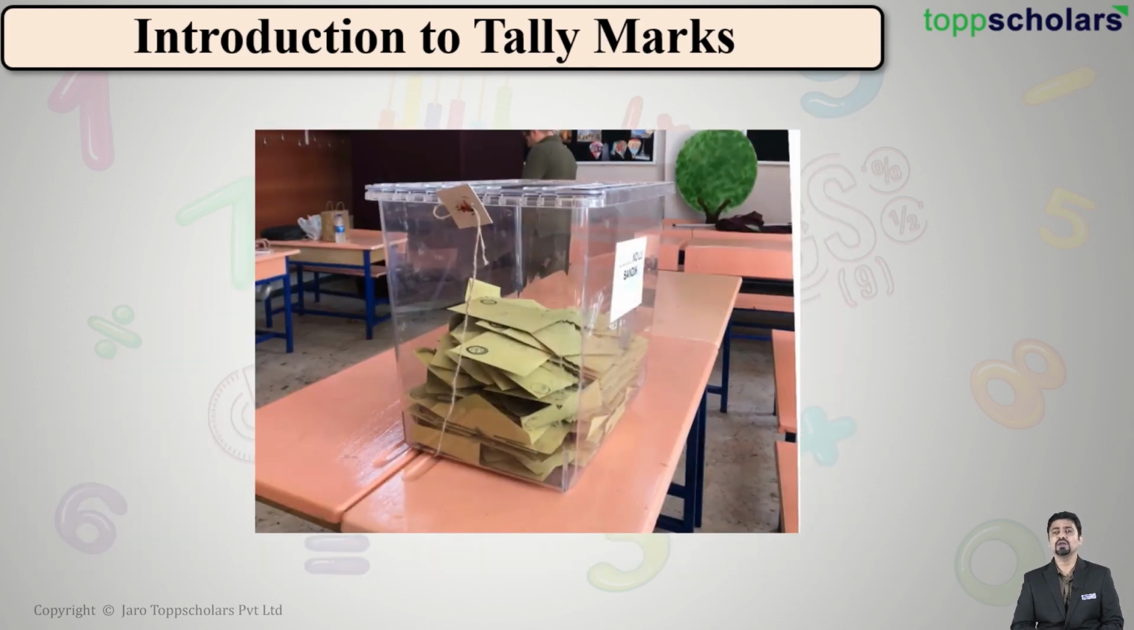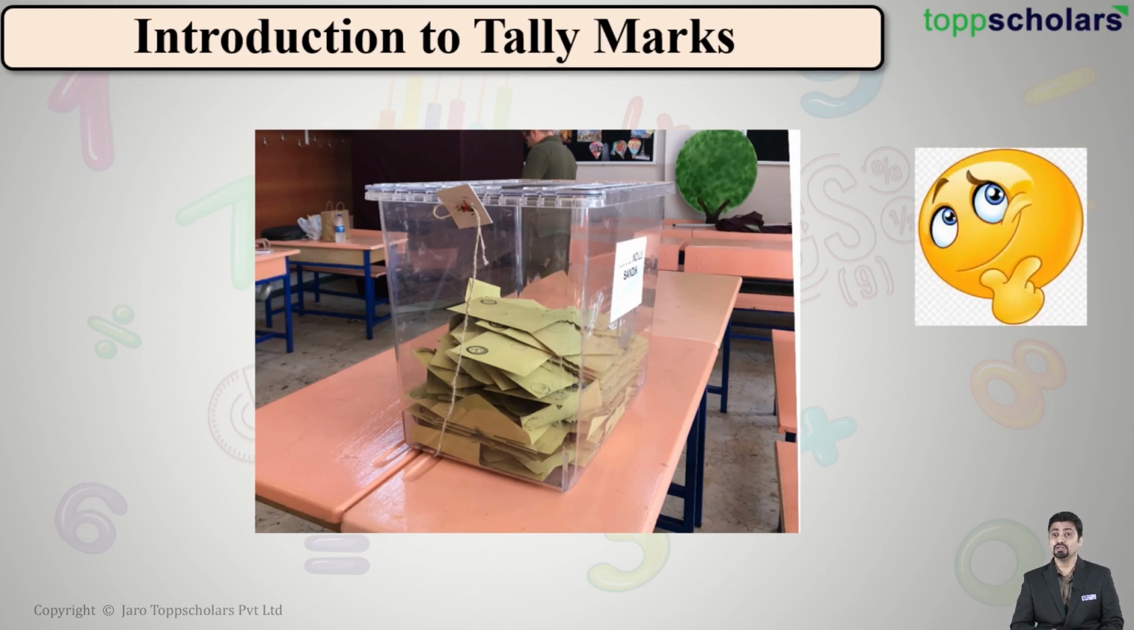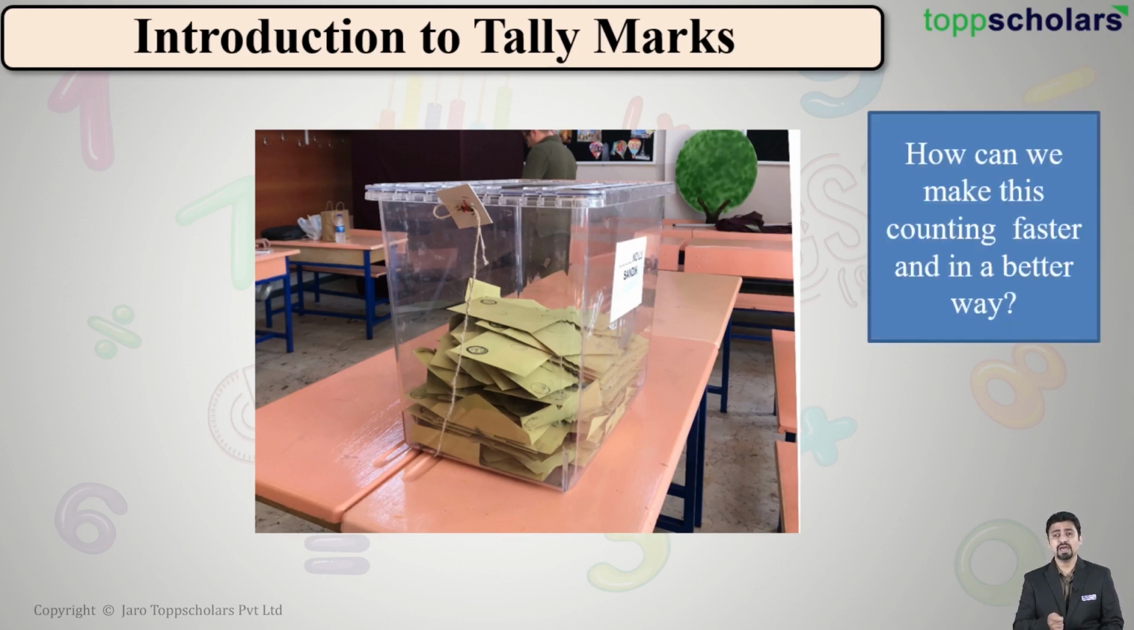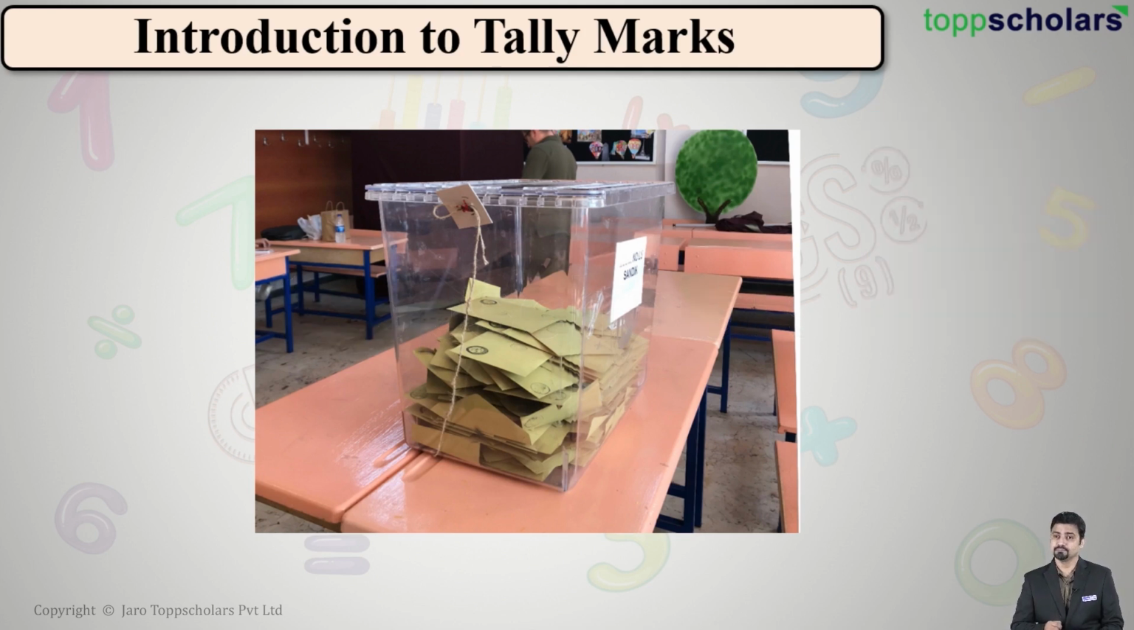Now, there are going to be many votes. All the students will come and cast their vote. Now, how will we count all the votes? Or rather, how can we make the counting faster and in a better way? When I say in a better way, I mean that it should be correct. There should be no mistakes. How to reduce the mistakes and how to make counting faster.